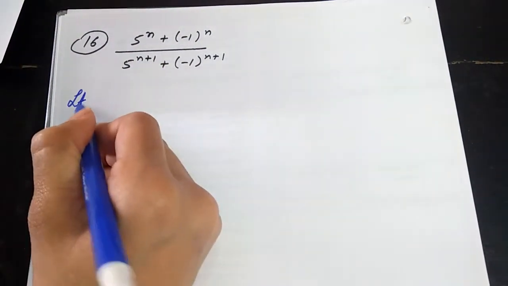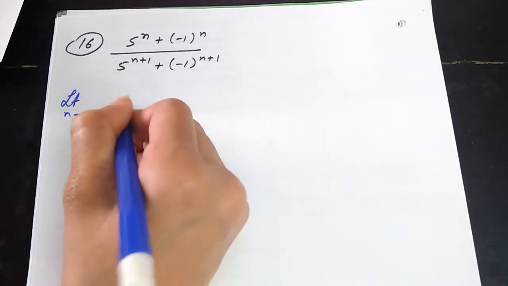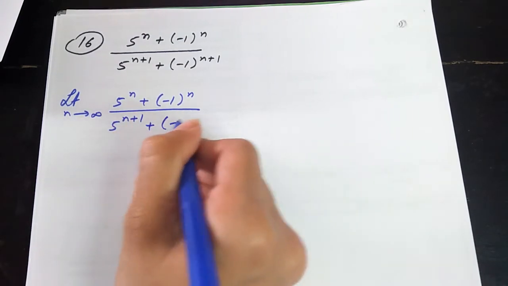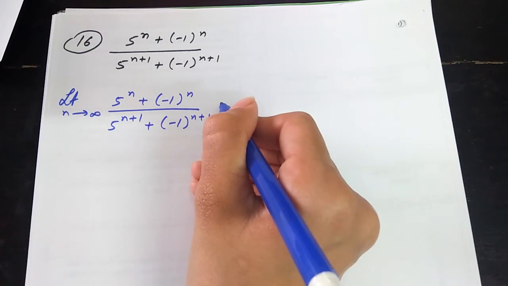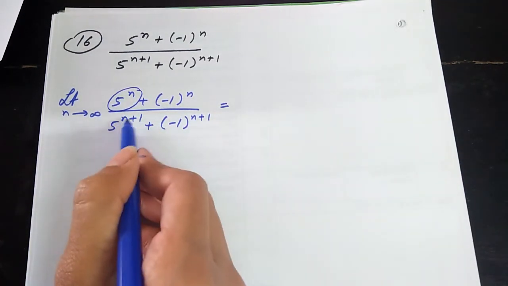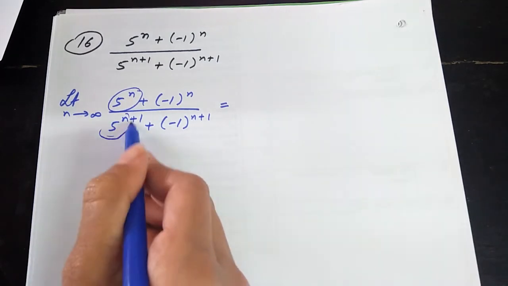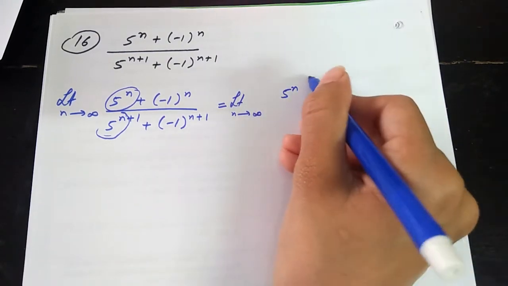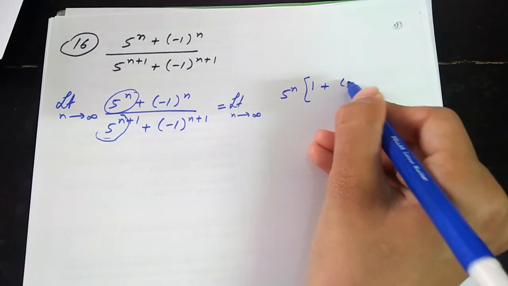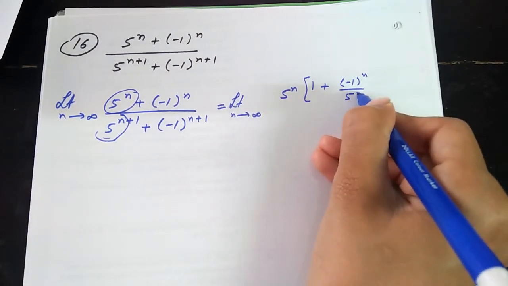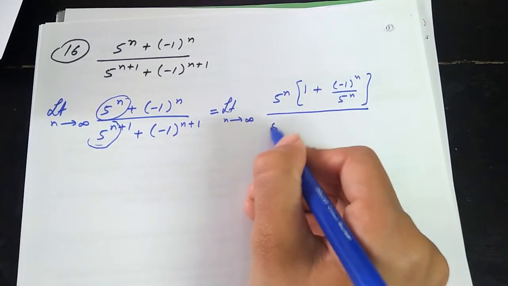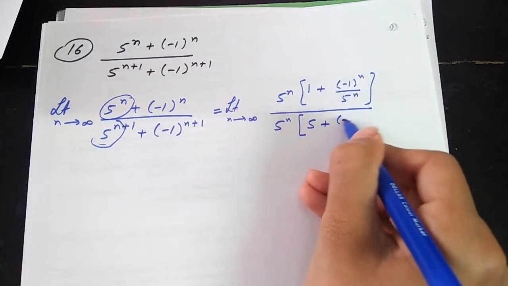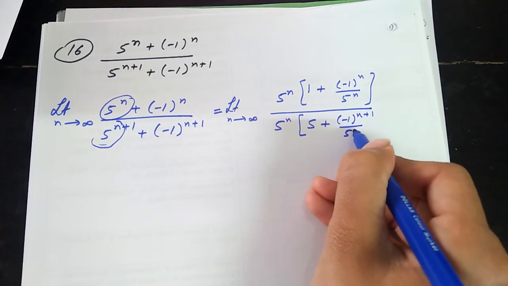Apply the limit in question number 16 on the term of the sequence. The limit as n approaches infinity of (5 to the power n plus (minus 1) to the power n) over (5 to the power n plus 1 plus (minus 1) to the power n plus 1). I can see that I have 5 to the power n in the numerator and in the denominator as well. I can take it common. So it becomes the limit of 5 to the power n times (1 plus (minus 1) to the power n over 5 to the power n), divided by 5 to the power n common. So only 5 will come here with power 1: 5 plus (minus 1) to the power n plus 1 over 5 to the power n.